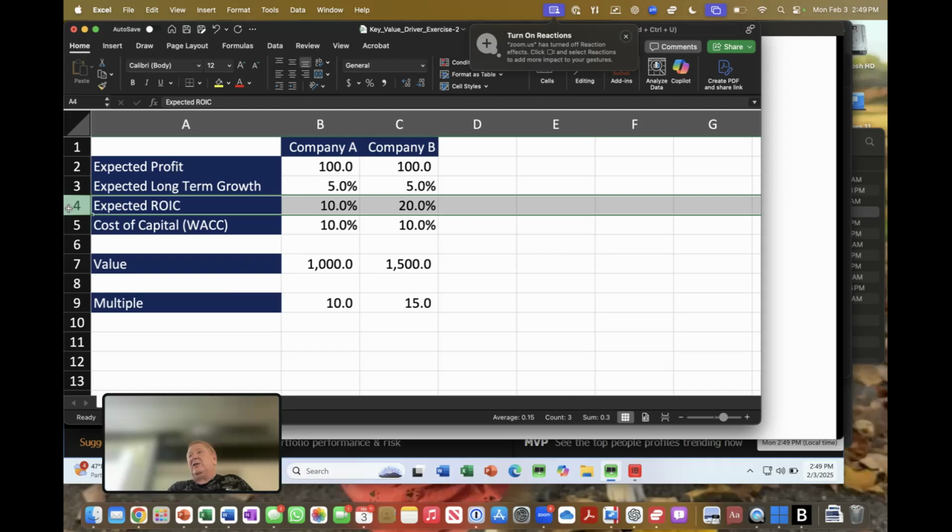At the same risk, higher ROIC equals more value because higher ROIC equals more free cash flow. 10% ROIC means you're generating 10 cents of cash per year. 20% ROIC means you're generating 20 cents of cash per year. If you make 20 cents of cash per year and I make 10, you're going to be more valuable. And that's what this math said. Pretty straightforward. But that's what the key value driver shows. Now, back to the detail.